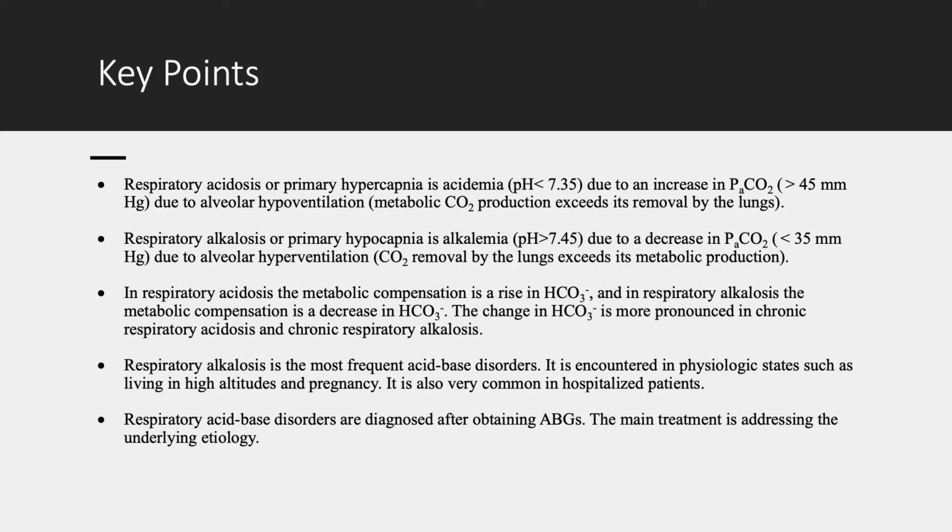It's primary hypocapnia. Here you have alkalemia. pH is over 7.45. It is due to a decrease in the PaCO2. It's less than 35 due to alveolar hyperventilation. So here the removal of CO2 by the lungs exceeds its metabolic production. In respiratory acidosis, the metabolic compensation is a rise in bicarbonate, while in respiratory alkalosis, it is a decline in bicarbonate. The change in bicarbonate is more pronounced in chronic respiratory acidosis and especially in chronic respiratory alkalosis.